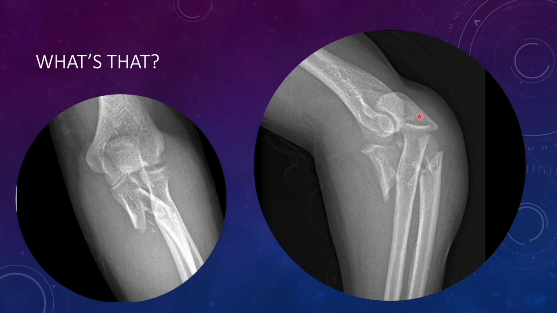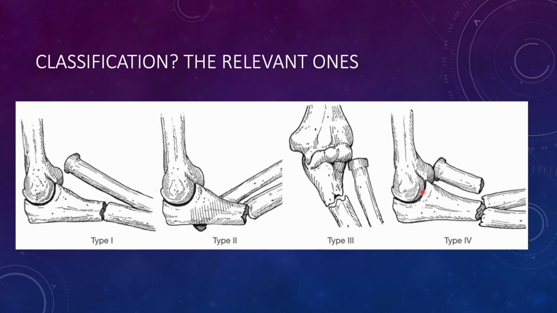And this part is the olecranon. And this part, which is still in line with the distal humerus, is the coronoid. And this is the proximal ulna, which is fractured and lying in a posterior direction along with the radial head. So is there any classification for classifying these injuries?